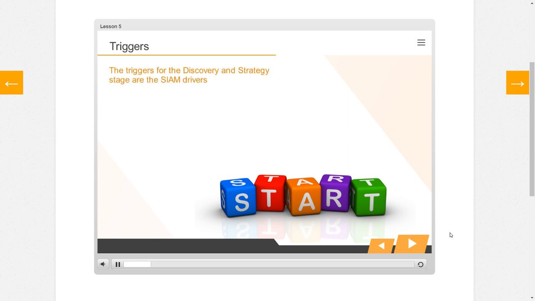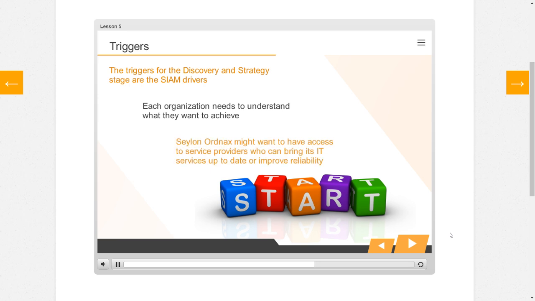The triggers for the discovery and strategy stage are the SIAM drivers we studied earlier in the course. It's very important for each organization to understand what they hope to achieve as part of the transition to a model based on SIAM. Ceylon Ordnance, for example, might want to have access to service providers who can help bring its IT services up to date or improve reliability.